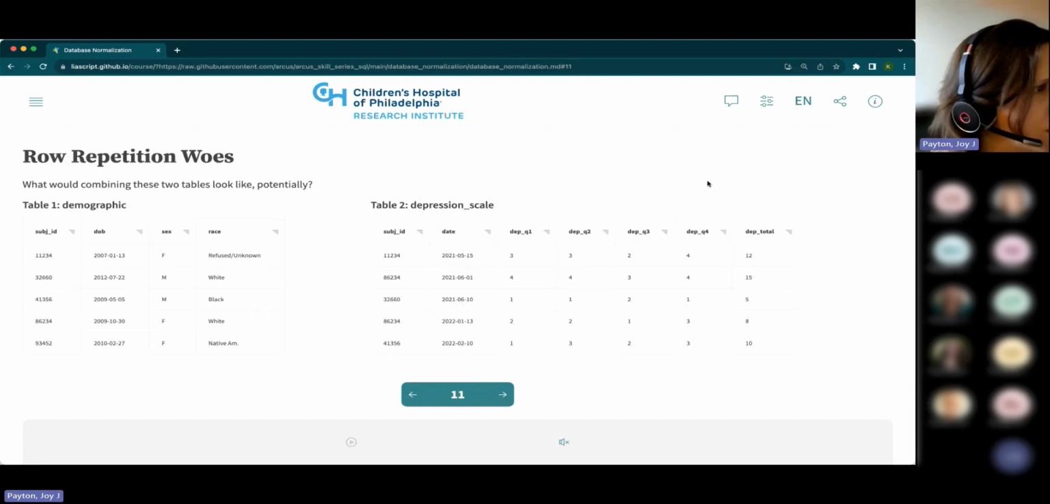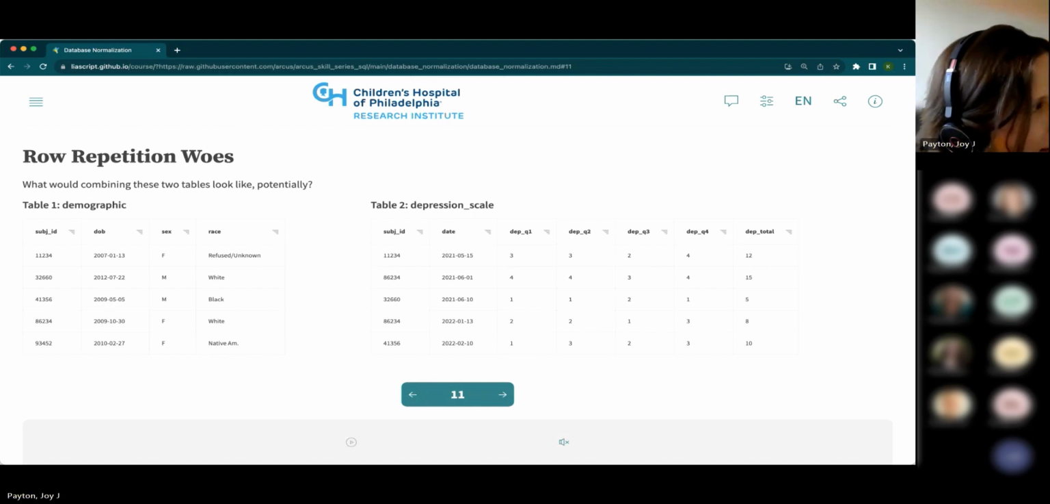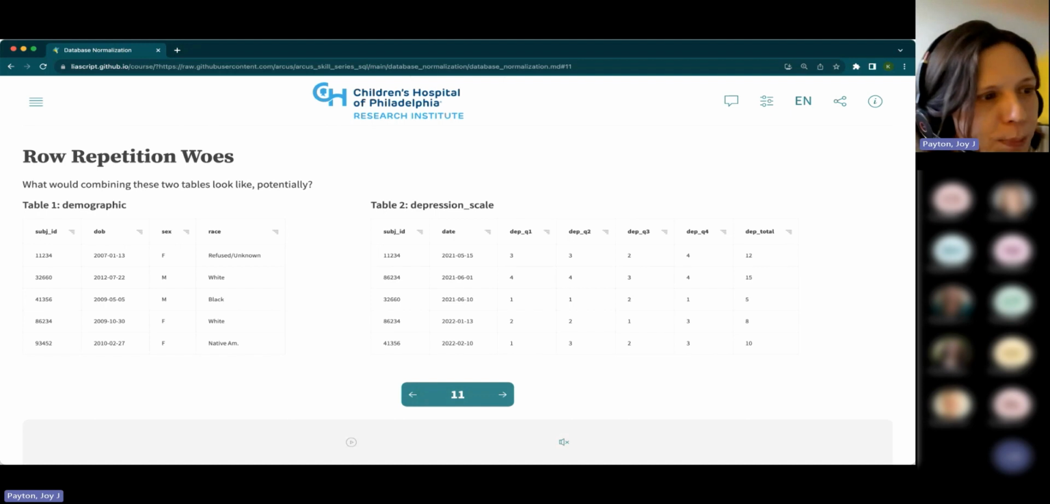So I want to invite you to consider just combining these 2 tables. Table 1 is our demographic data, where we have information about things that generally don't change about our research subjects: when they were born, their sex, their race, right? So we have that demographic table, and then we have their depression scale. So you might even want to just sketch out, if you have a pencil and paper in front of you, kind of what that would look like. What columns would you have? Would there be any repetition? What would that look like if you combine table 1 and table 2 here?